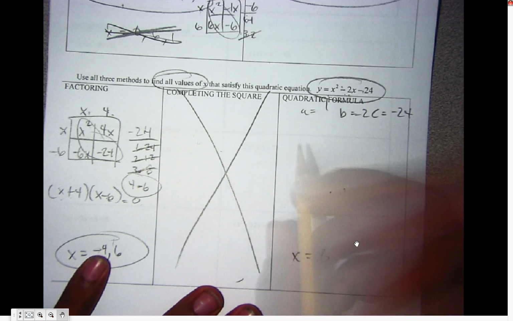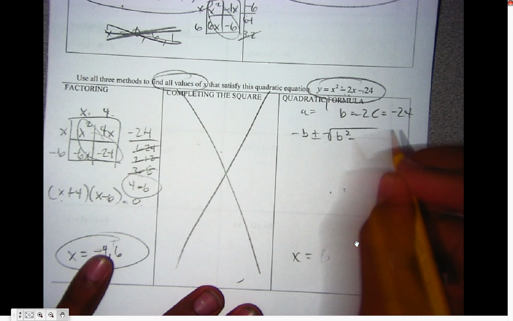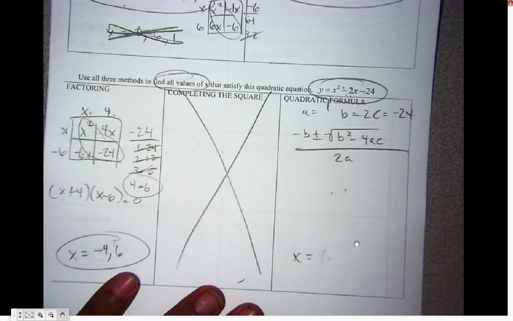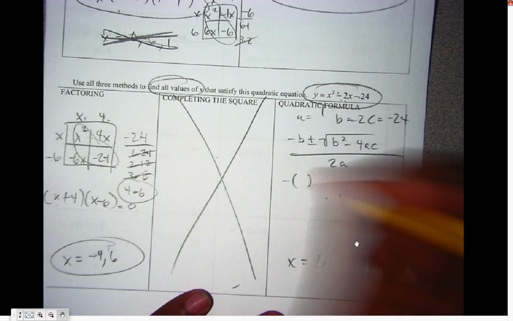Okay, so now first we need to find A, B, and C. So A is 1, B is minus 2, C is minus 24. Okay, then we're going to use the formula. Minus B plus and minus square root of B squared minus 4 times AC over 2 times A. Okay, so we're just going to plug in the B, the A, and the C. So right here, minus.